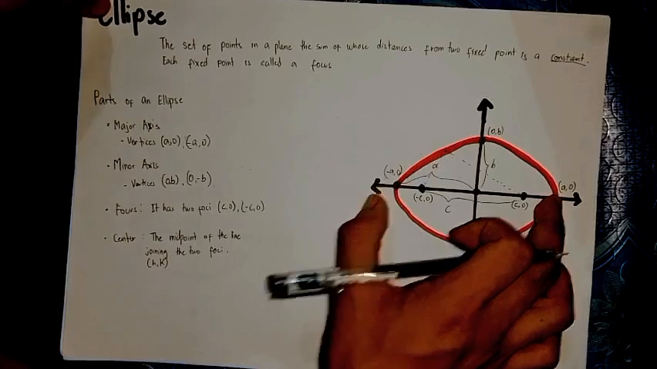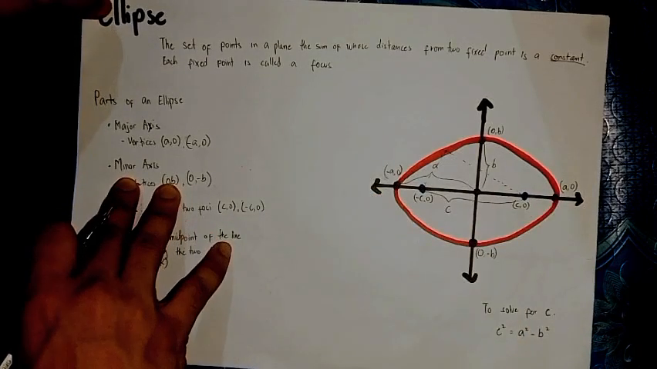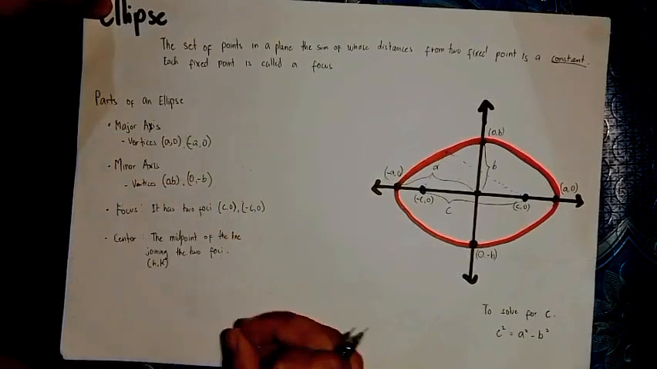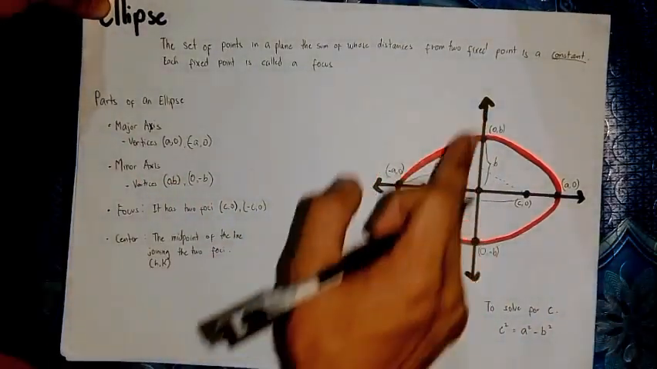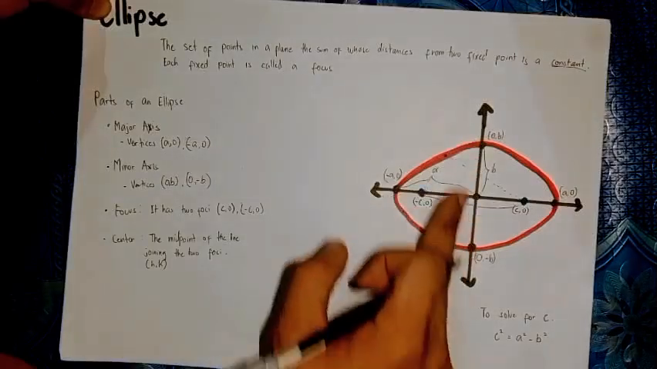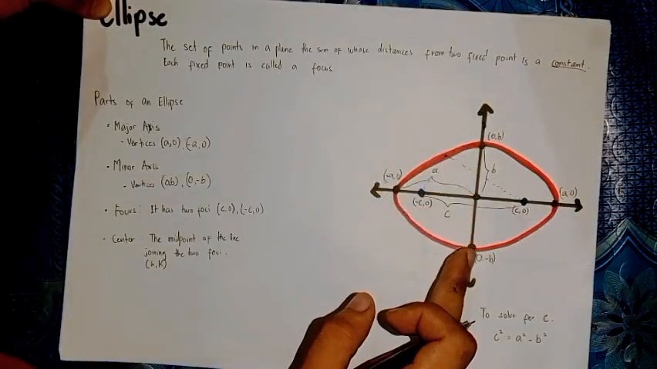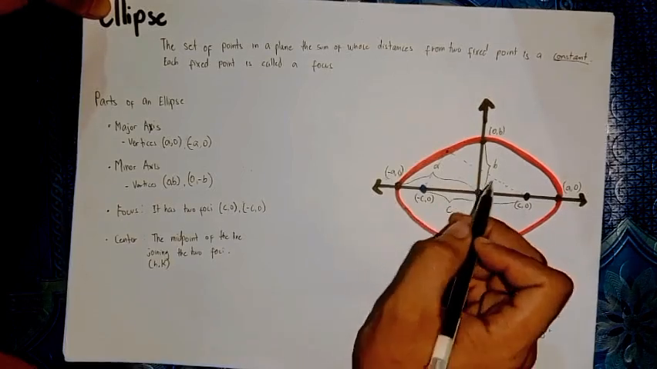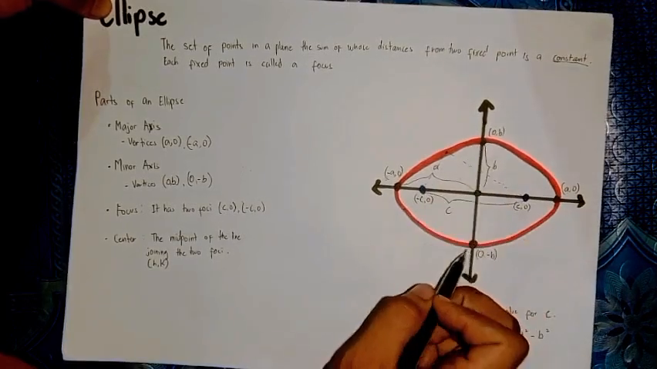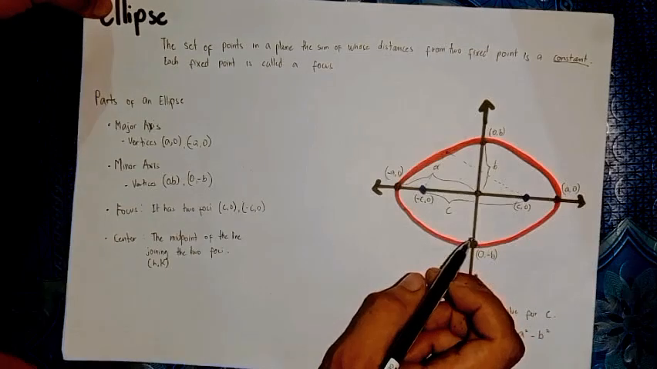Now let's proceed to the minor axis. Minor axis is the shortest diameter of the ellipse. Since the y-axis has the shortest diameter, this is now our minor axis. Minor axis is denoted as B. That's why we have vertices (0, B) and (0, -B). And the length of the minor axis is 2B.